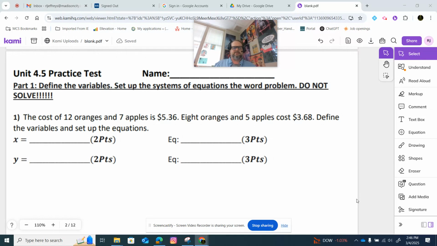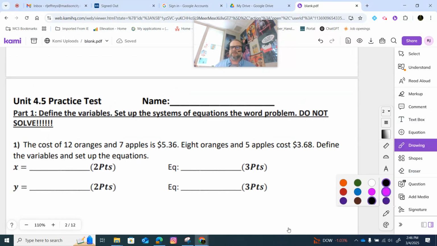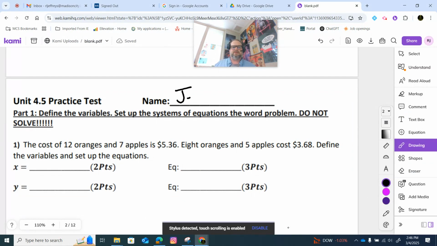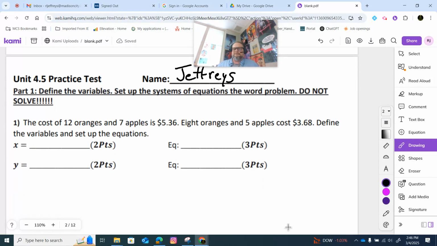All right, so I forgot to do the main thing right here. Gotta put your name. So, all right, define the variables, set up the equations for the word problem, do not solve. So we have apples and oranges.